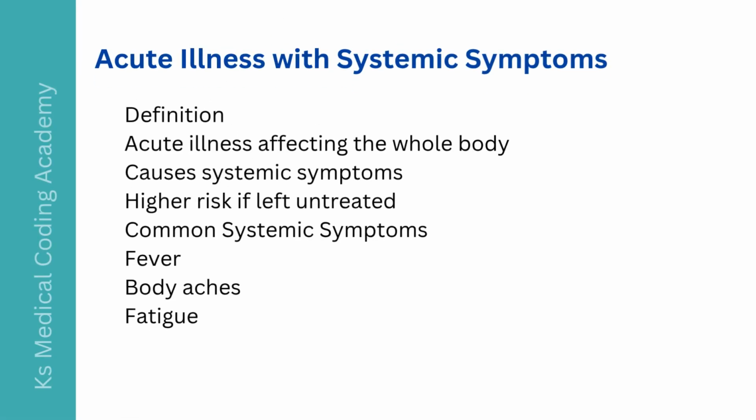An acute illness with systemic symptoms affects the body beyond a single local area. Patients may experience symptoms such as fever, body aches, or fatigue. If left untreated, these illnesses may lead to more serious complications. In EM coding, systemic symptoms usually indicate a higher level of medical decision-making than a simple acute illness.